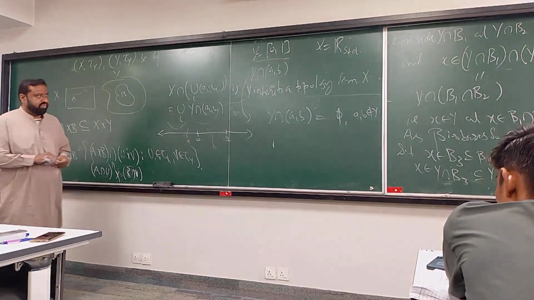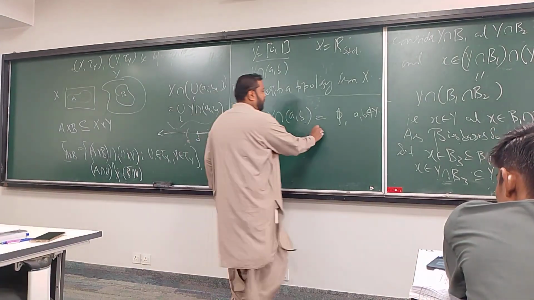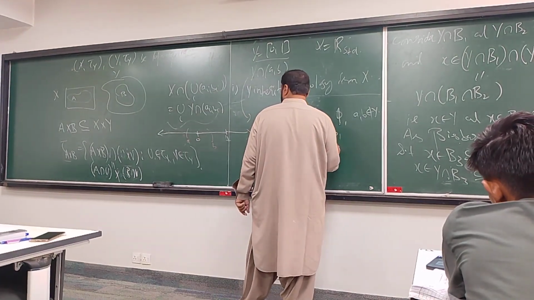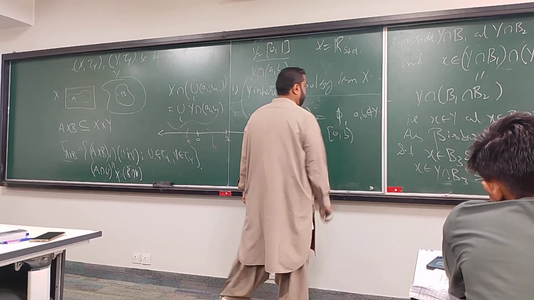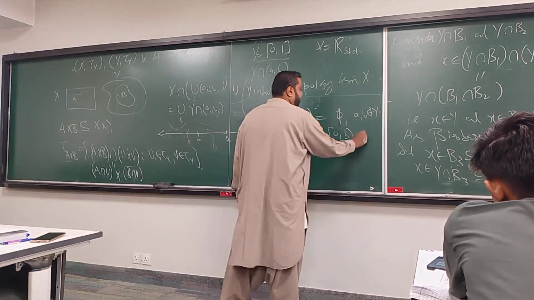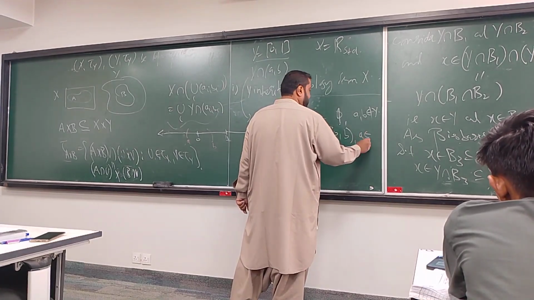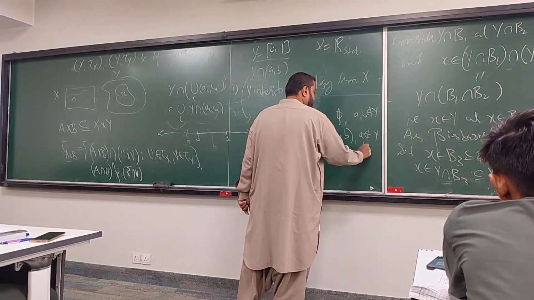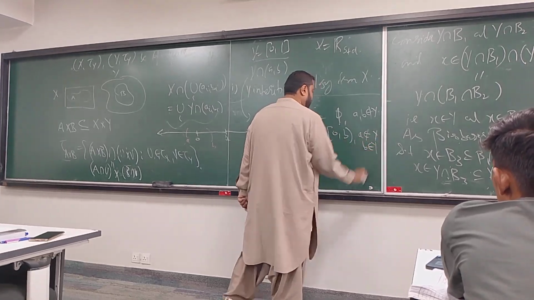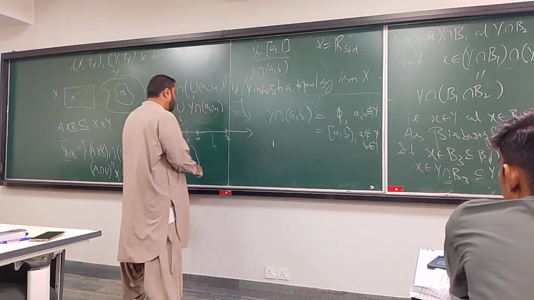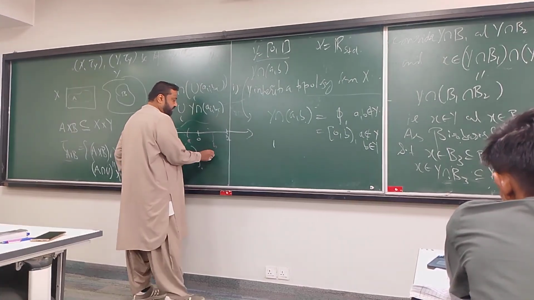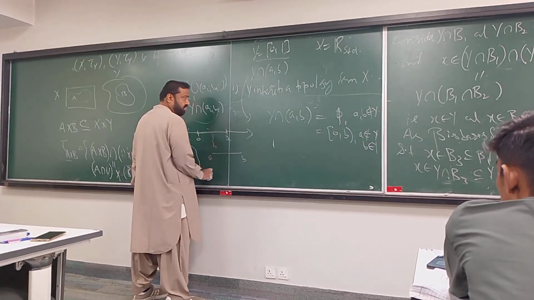Then what would be the intersection? This is going to be 0 to B. So if A is not inside, outside Y, and B is inside Y, that is the case. How about the case when A is inside Y?